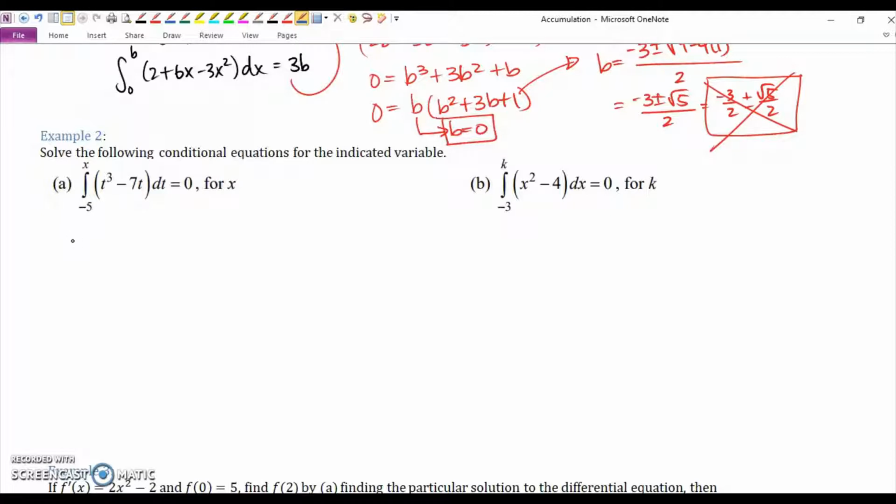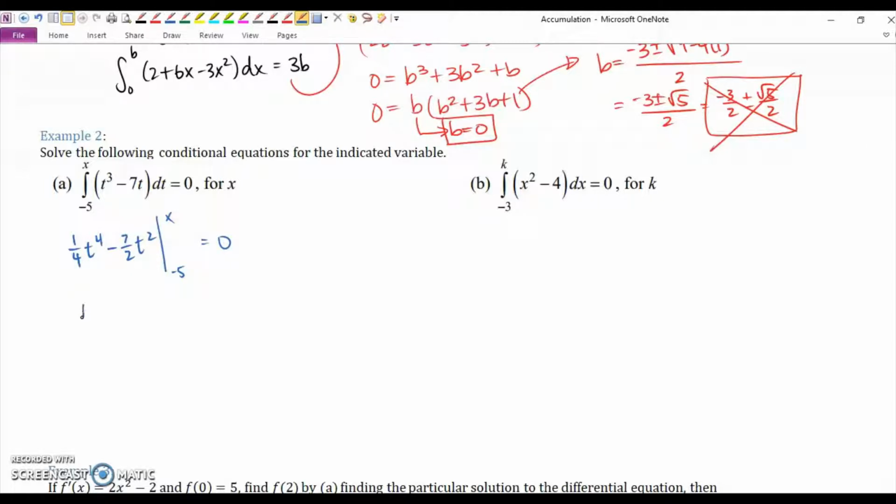So this is, what do you want to call this? X cubed, oh, we got to integrate, right? I'm going to integrate, what is it? Go up a power and divide. That's 1/4 t to the 4th minus, go up a power, minus 7 over 2 t squared. And that gets evaluated from -5 to x. And I want to figure out when that is equal to 0. All right. So go ahead and do that.